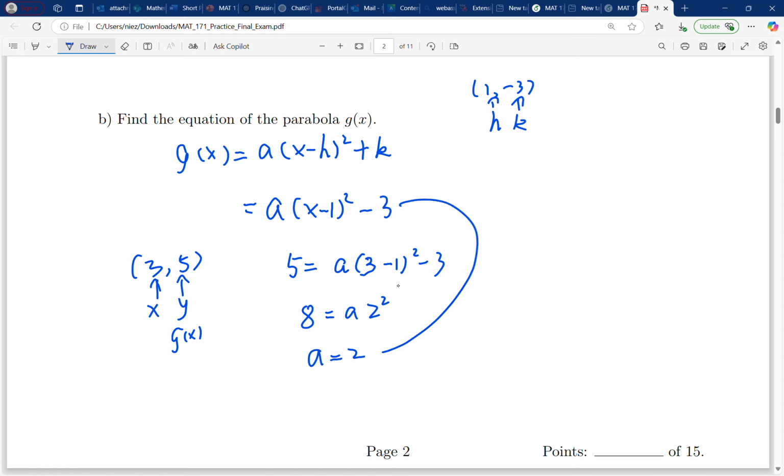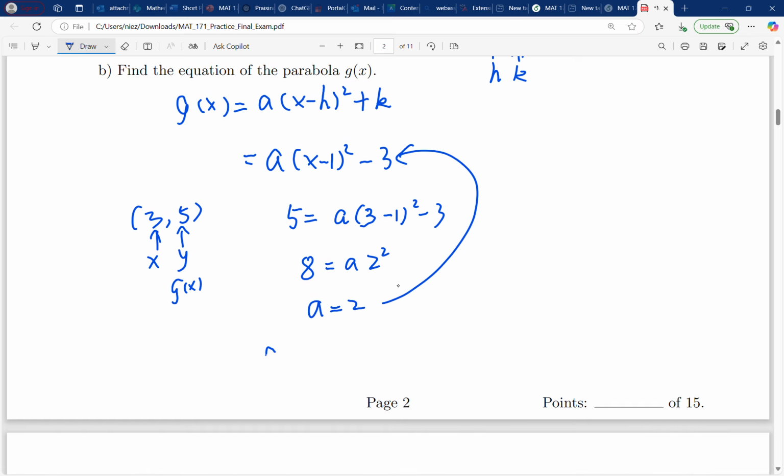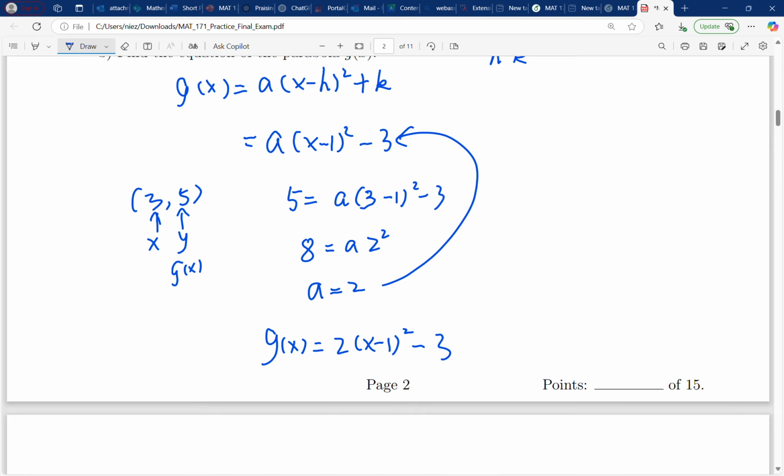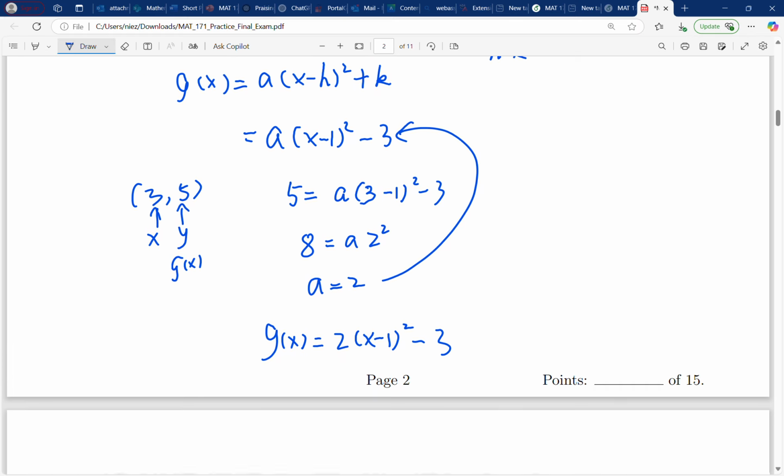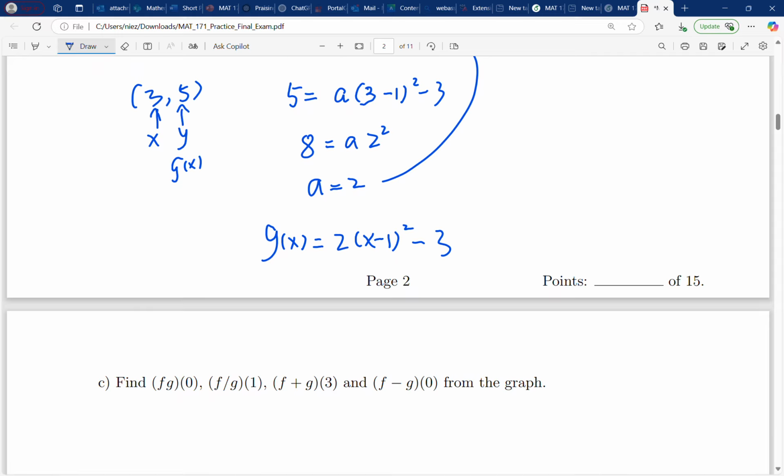And then you plug a into this function. You will get g of x equal to 2 times x minus 1 squared minus 3. Alright, now it's done.